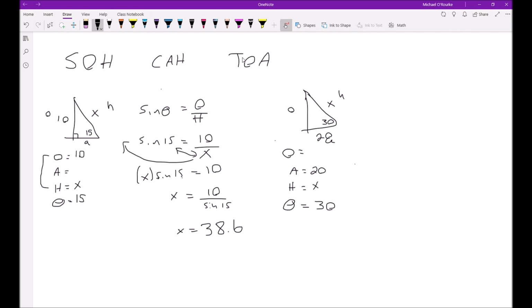So, CAH or TOA? Wait, no. We're going to use CAH. So cosine. Cos theta equals adjacent over hypotenuse. Right? Then let's fill everything in. Cos 30 equals 20 over x. Now what do I do with these two? I switch them, right?